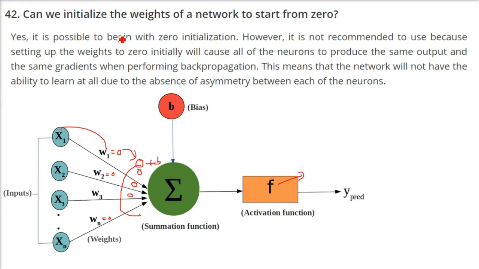So it is possible to begin with 0, but why is it not recommended? Because setting the weights to 0 initially will cause all the neurons to produce the same output and the same gradients when performing backpropagation. This would mean that the network will not have the ability to learn at all. You have to give some asymmetry, 0.2, 0.8, 0.5 like this, because there has to be some asymmetry between each of the neurons. The absence of asymmetry will cause this kind of problem.